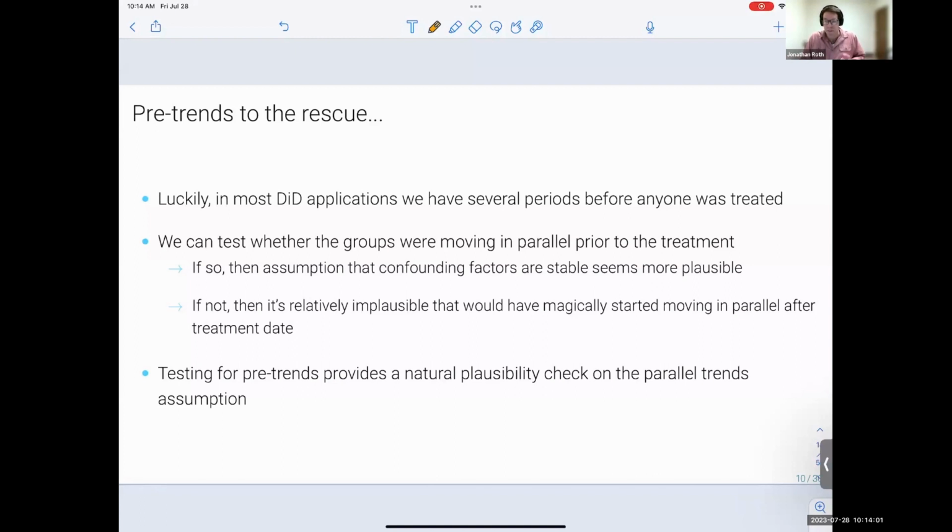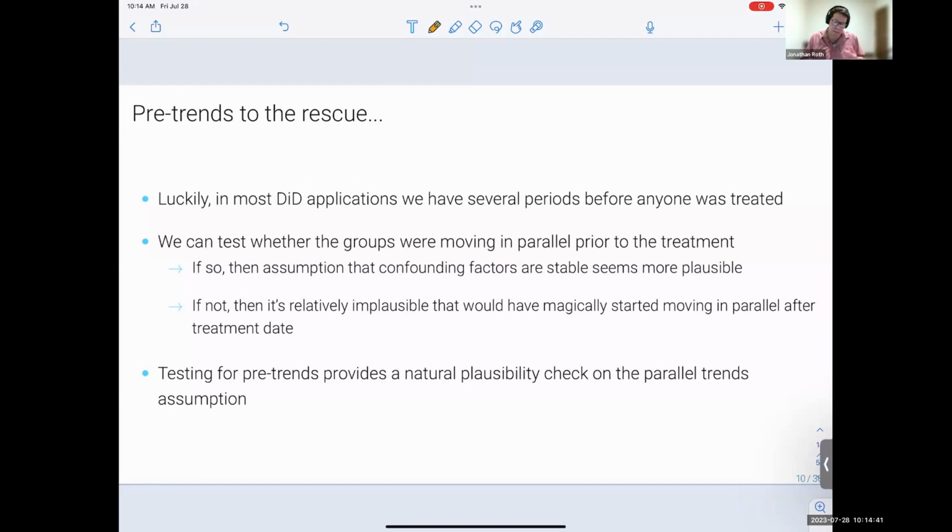But for many types of things that I might be worried about, like varying macroeconomic factors, if macroeconomic trends don't have a differential impact for several decades beforehand, it seems relatively plausible to think that macroeconomic factors are going to be the same afterwards if the treatment hadn't occurred. All right. So if the groups are moving in parallel for many periods before the treatment, the parallel trends assumption seems more plausible. If they had really different trends beforehand, then in theory it's possible that they would have magically started moving in parallel afterwards, if not for the treatment, but that's generally going to be hard to believe.